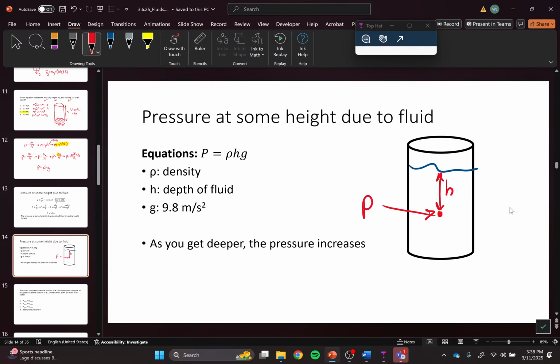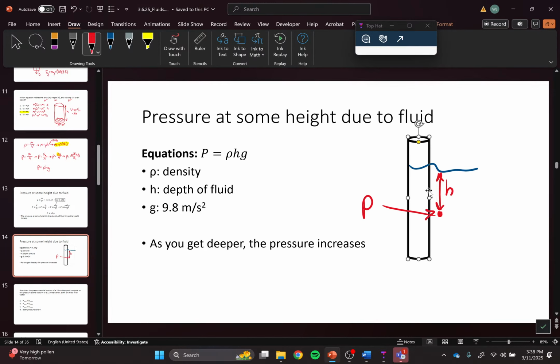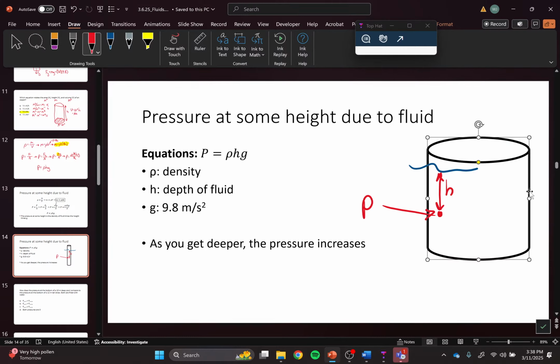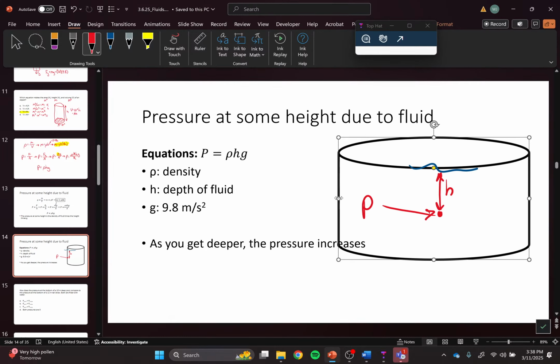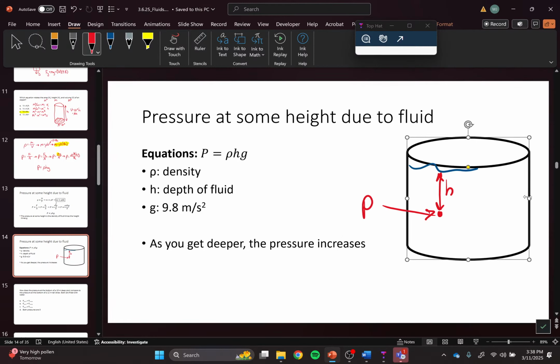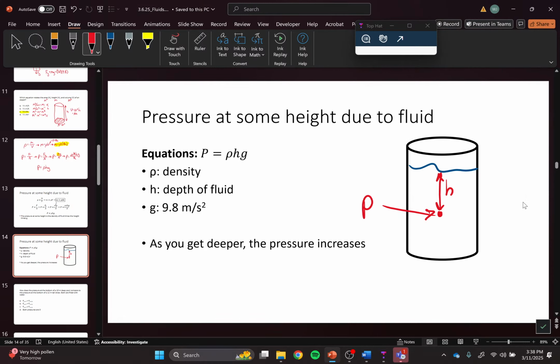As you get deeper, the pressure increases. But if I took this picture and I made it really skinny, it's the exact same thing. The pressure is exactly the same. If I made this container massively wide, doesn't matter. So it's a really weird thing that happens that's pretty cool.